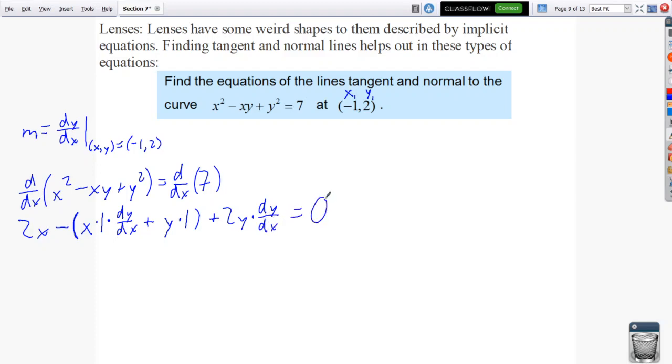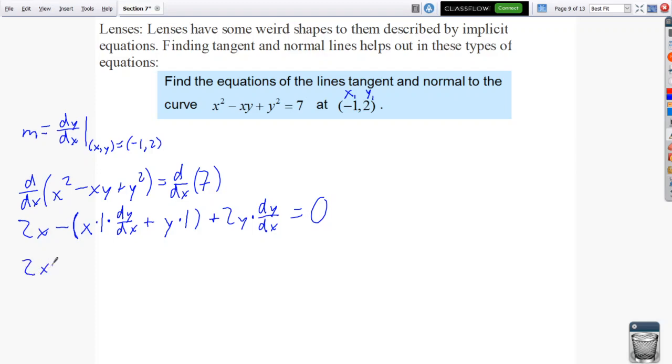Equals, and again, I usually am sarcastic at that point and say, here's the hard part. It is not. That's the easy part. The right-hand side, it's just 0. Now, we have to isolate the dy dx and get all the other stuff on the other side. So, in order to isolate, I'm going to distribute my minus.